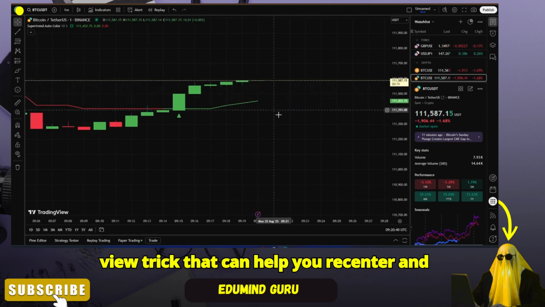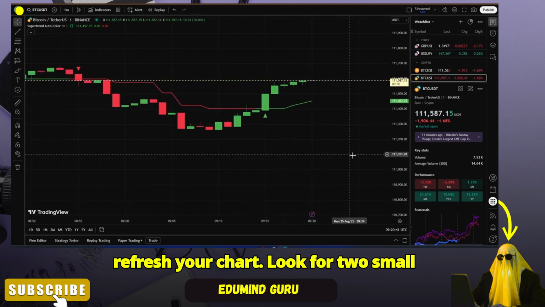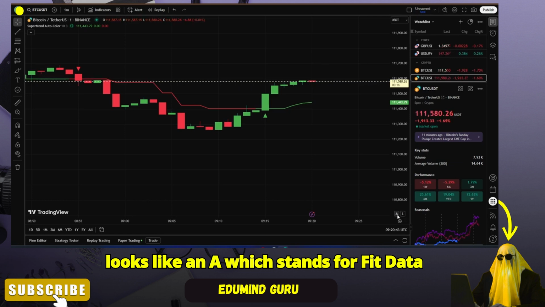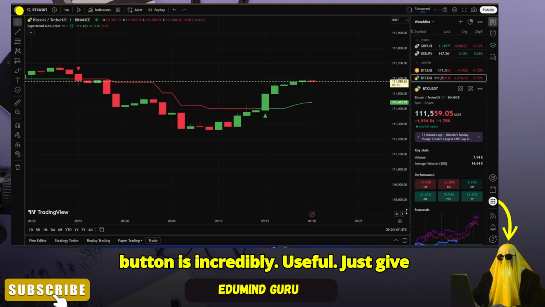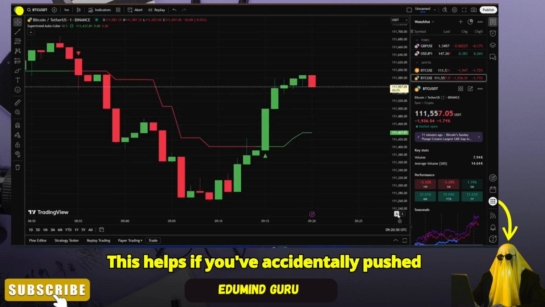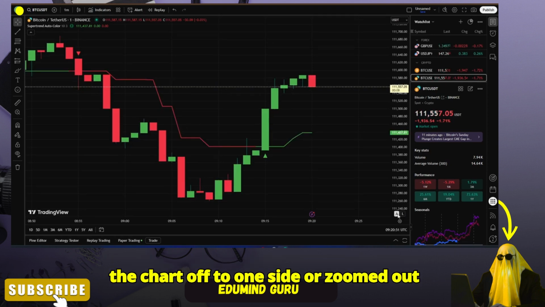Now here's a little TradingView trick that can help you recenter and refresh your chart. Look for two small buttons right on the price scale, one that looks like an A, which stands for Fit Data to Screen, and another with an L, which toggles the logarithmic scale. The A button is incredibly useful. Just give it a click and your chart will automatically adjust its scale and fit all the recent data neatly into view. This helps if you've accidentally pushed the chart off to one side or zoomed out too much.